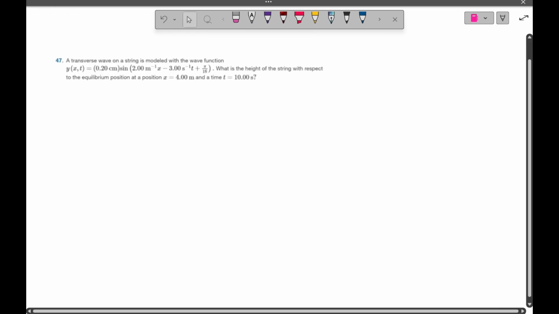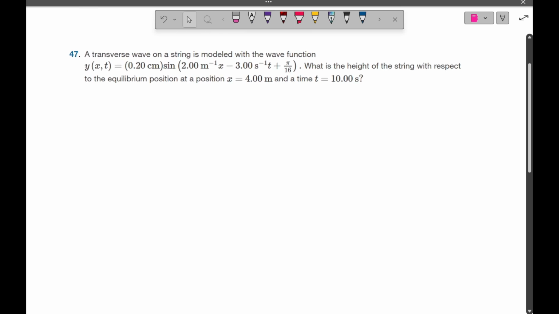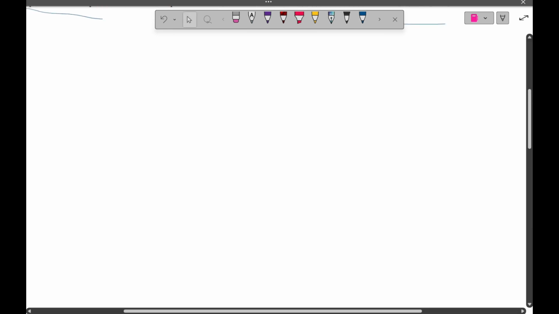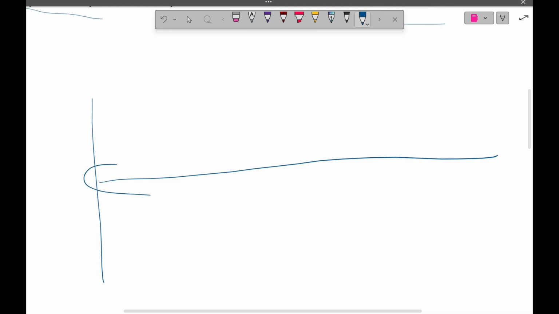Okay. So as for going through this problem, we're not going to. I can if you want me to, but you should know how to do this. Essentially, I'm given an x position and a time for a function that takes x and t as parameters. It's asking me what is y with respect to the equilibrium position. And by the way, if you're ever asked that, the equilibrium position is in the middle.